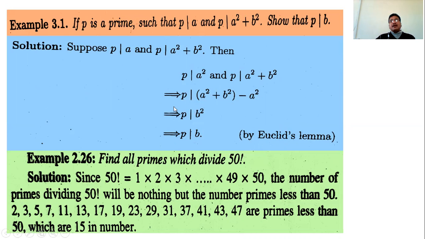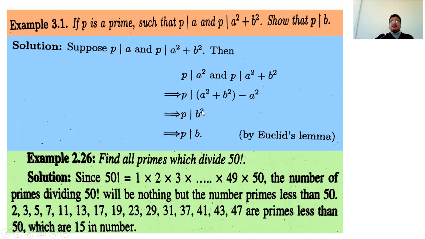And p is prime. And we know what Euclid's lemma is: if p is prime and p divides a into b, then either p divides a or p divides b. Here we have p divides b into b, so by Euclid's lemma we have either p divides b or p divides b. Both statements are the same, so ultimately we have p divides b by Euclid's lemma. One of them is true.